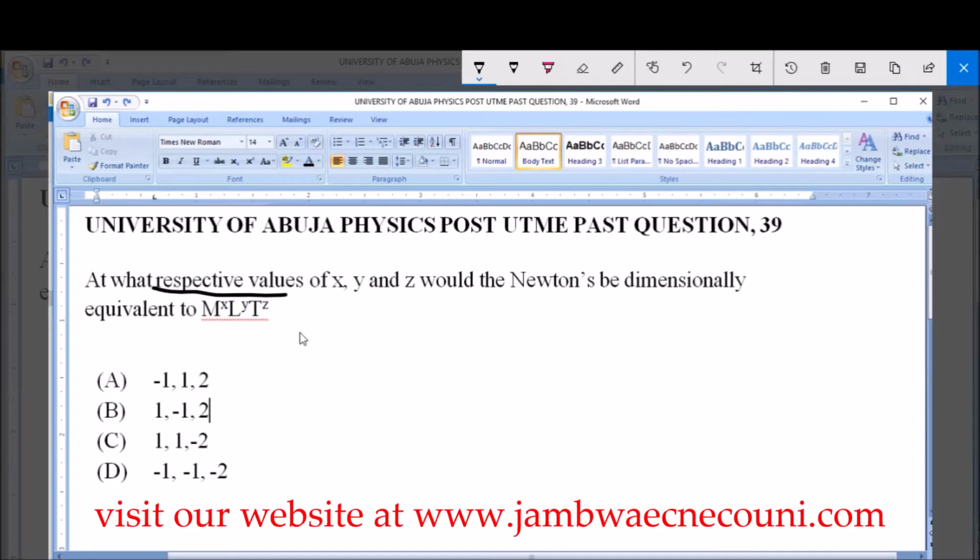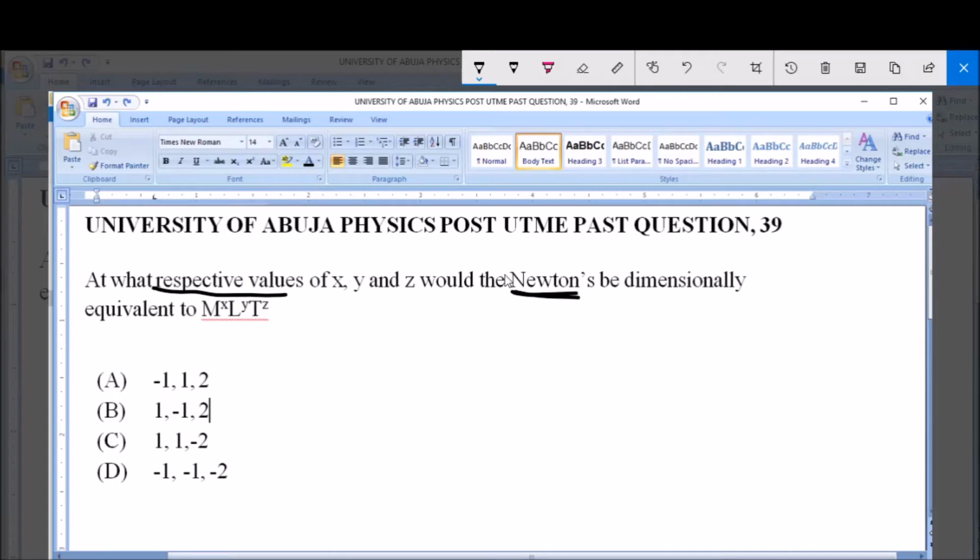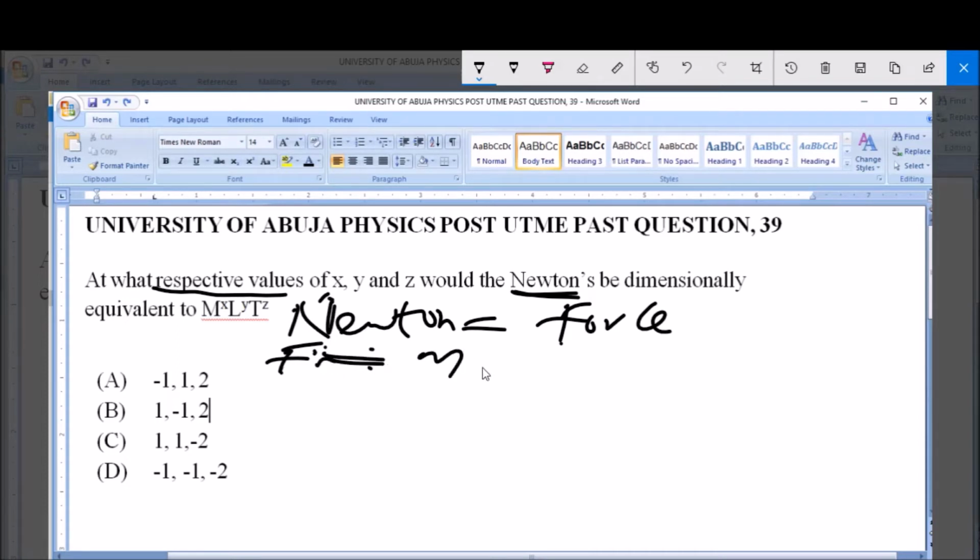Now, the key point here is the newton. This is the quantity whose dimension we are actually looking for. You ask yourself, Newton is the unit of what? Newton is the unit of force, and force can be gotten from the formula for finding force. F is mass multiplied by acceleration.